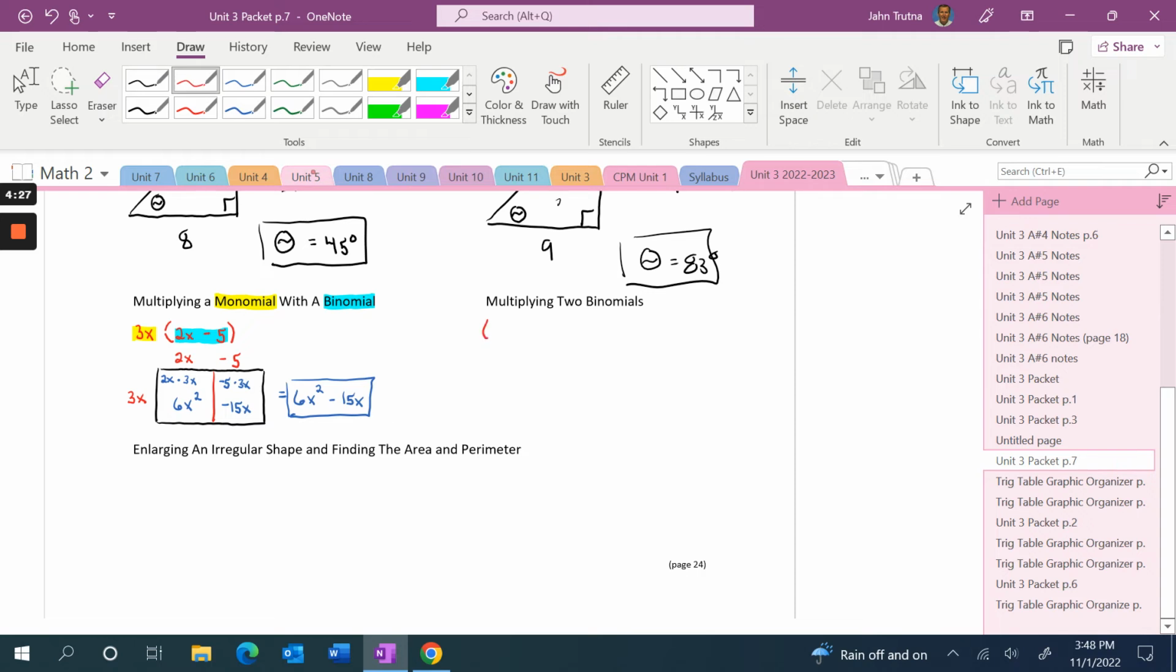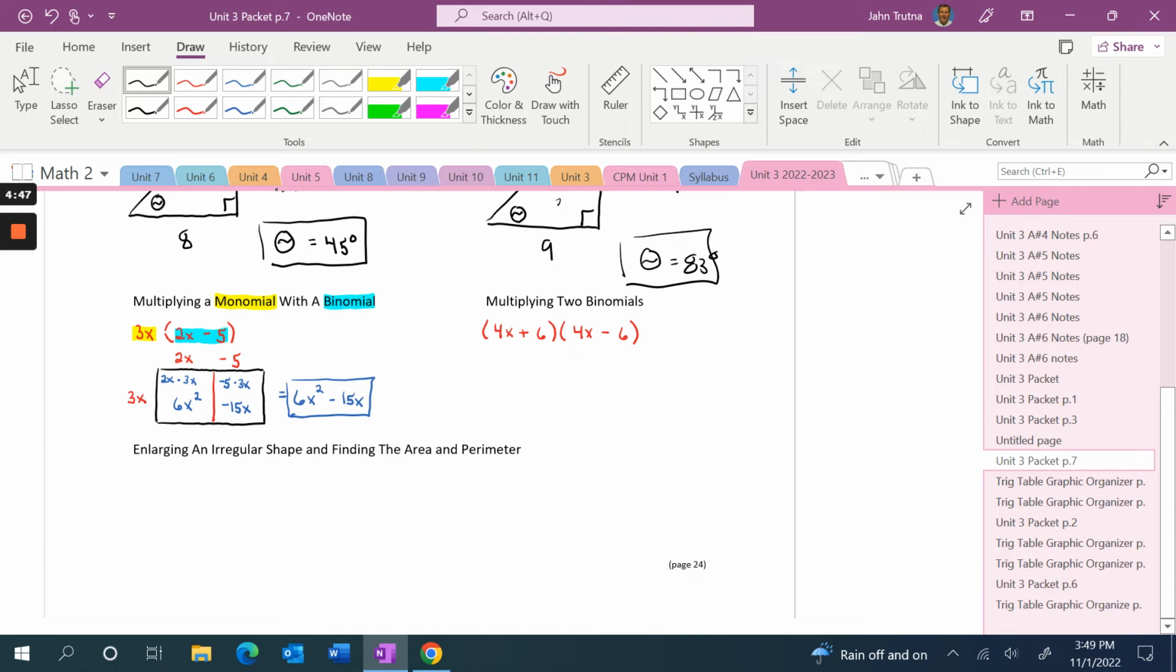So I'm going to take, for instance, 4x plus 6. That's a binomial. There's two different terms in that expression. The terms are separated by an addition sign. I'm going to multiply that with another binomial, and I'm going to make the binomial almost like the first one, but I'm going to make it 4x minus 6 instead of 4x plus 6.